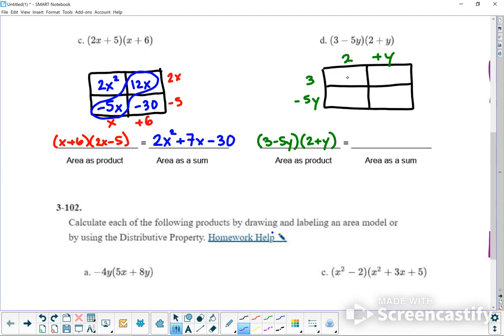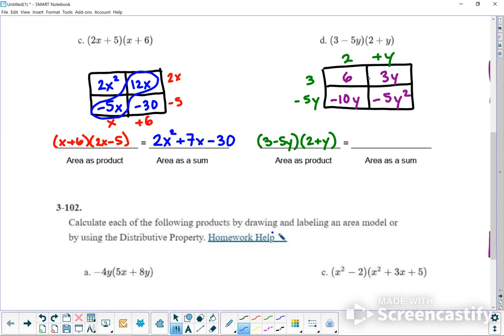Okay, area as a product right there, and the area as a sum. You have to do the area model and multiply it out. So that 2 times 3 is 6. 3 times y is 3y. 2 times negative 5y is negative 10y. And negative 5y times y is negative 5y squared.